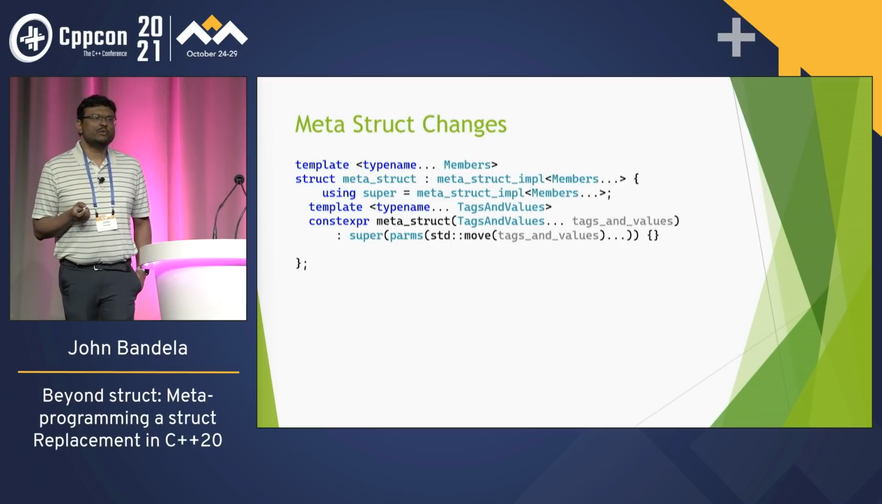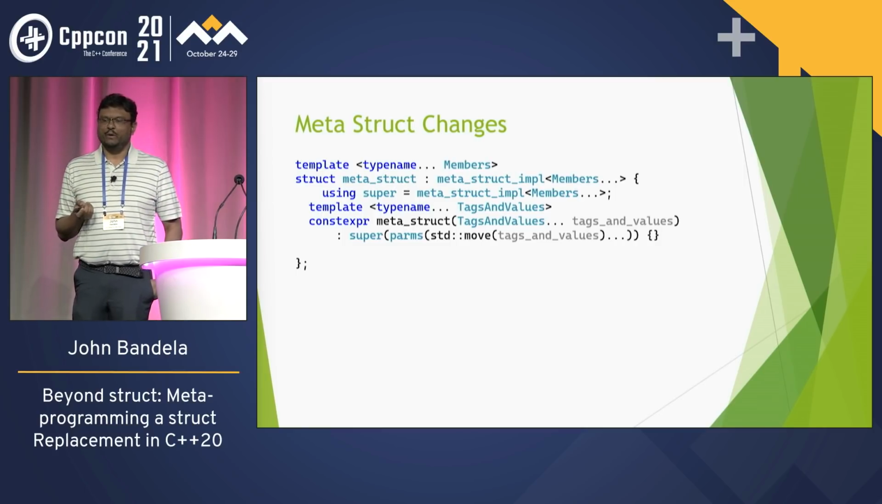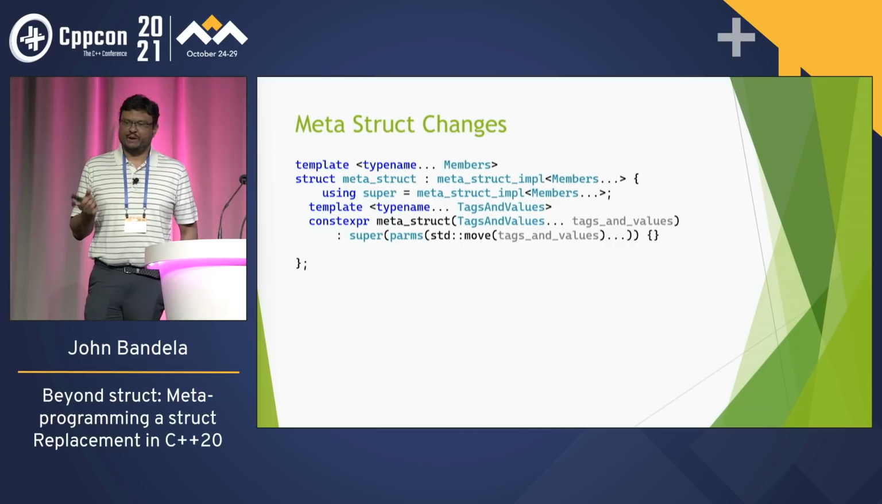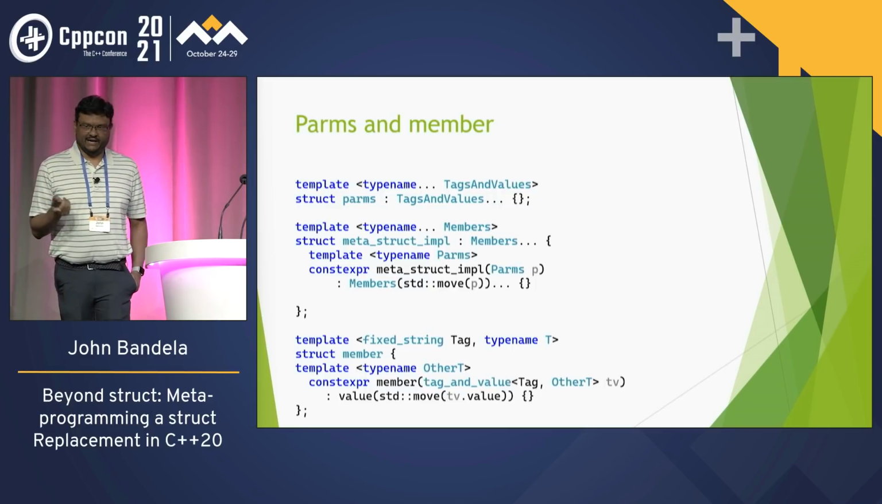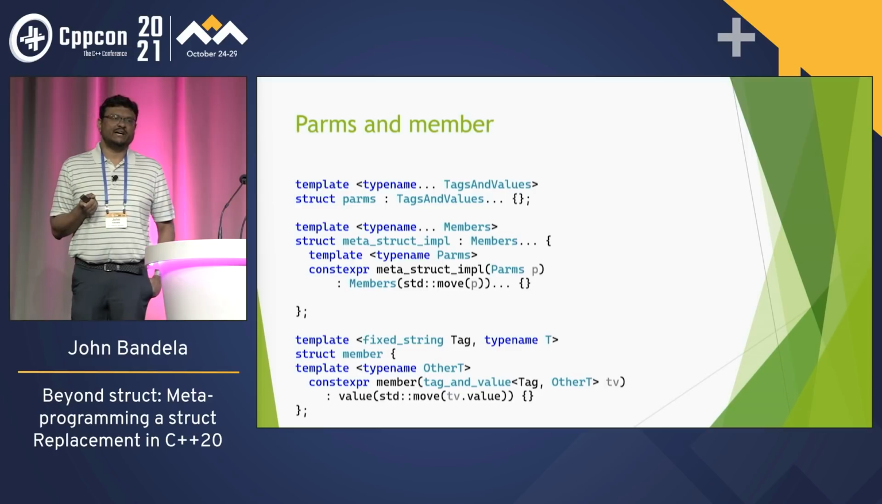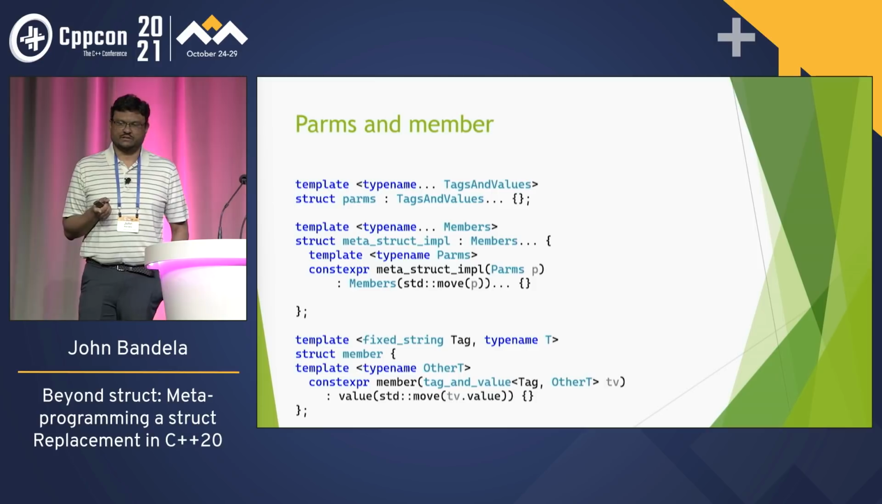And then for metastruct, what we had to do is, instead of directly inheriting from members, we need a little helper called metastruct Impl. We take all those tags and values, take a parameter pack, and construct a Parms object out of them and pass it to our parent, which is the metastruct Impl. And the Parms object, again, just inherits from all the tags and values. And metastruct Impl inherits from all the members, and its constructor receives the Parms object and passes the same Parms object to every one of its members' constructors.